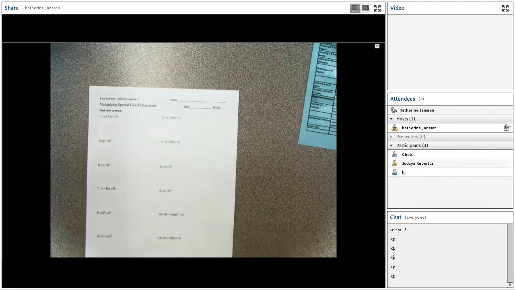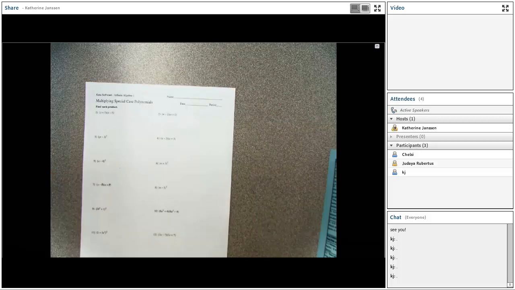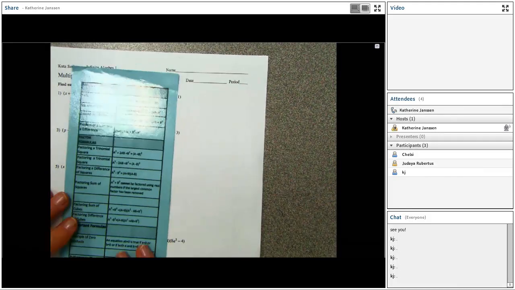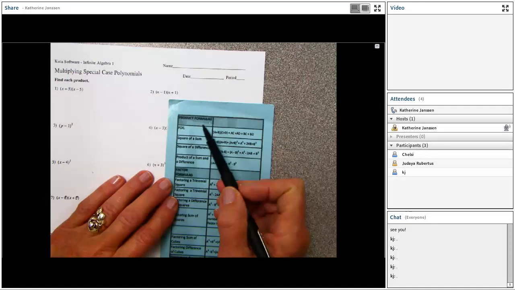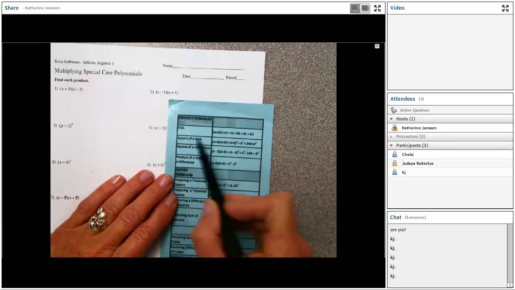All right, Math 0099. Today we're just going to refresh ourselves with the special product rules for binomials, where our blue card has that information on it. Product of binomials, we can use FOIL when the terms are not alike.